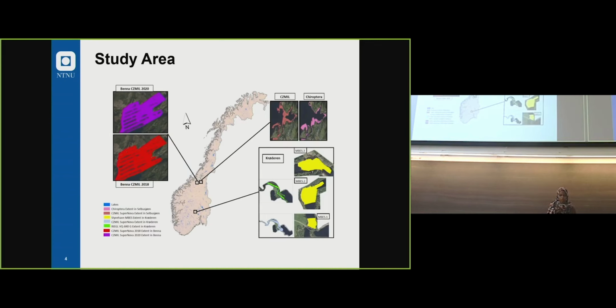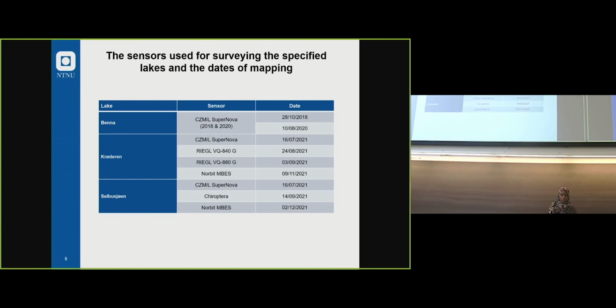The study areas have been selected according to data availability in Norway. In the upper part, we have Lake Selbusjøen and Lake Benna, and on the lower part we have Lake Krøderen, and each one of them is scanned by different sensors. This is an overview of the sensors used for scanning these lakes and the corresponding dates of the flights.